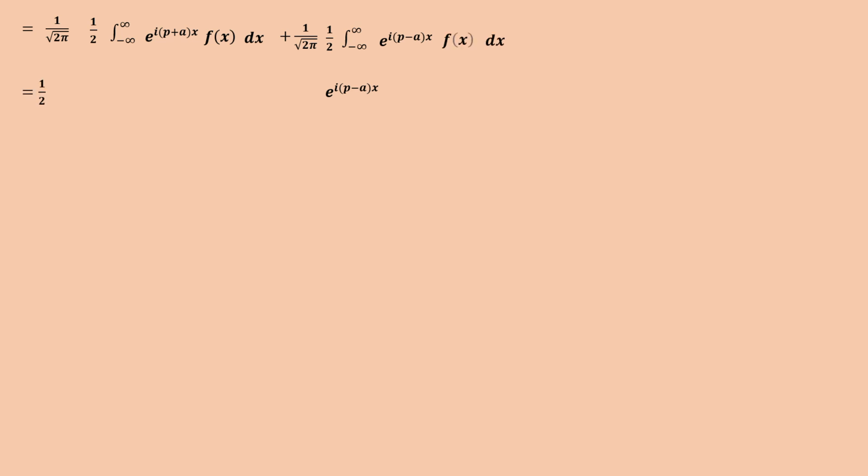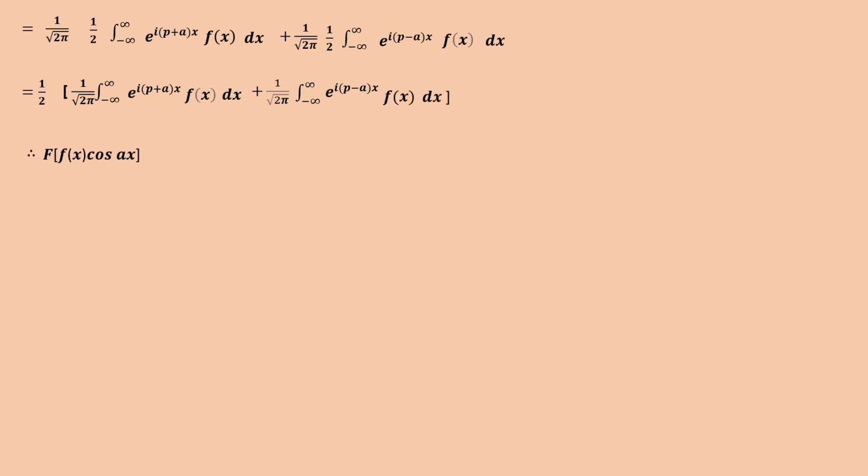That is equal to 1 by 2. Grouping, 1 by 2 is common, take it outside. So 1 by root 2 pi integral minus infinity to plus infinity e power i p plus a x f of x dx, plus 1 by root 2 pi integral minus infinity to plus infinity e power i p minus a x into f of x dx, right?